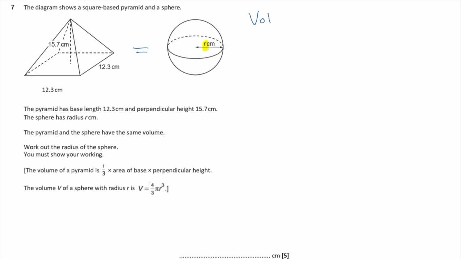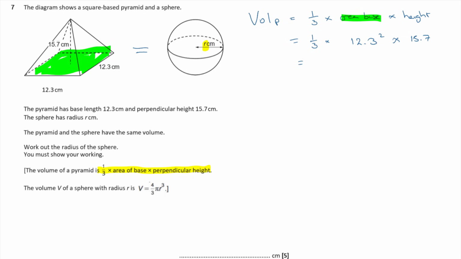So the volume of the pyramid is, what's that then? The formula is down here. It's 1/3 times the area of the base times the perpendicular height. Now, this particular pyramid is a square-based pyramid, so the area of the base is quite easy to find. That's just going to be 12.3 times 12.3, isn't it? 12.3 squared, and then the height is 15.7. Okay, so throwing that into the calculator, we should be able to find out the volume fairly easily.